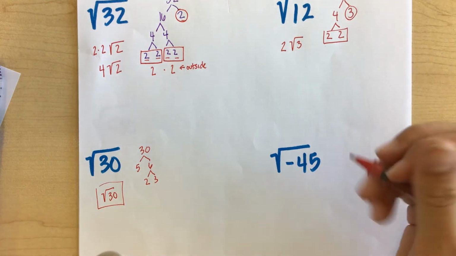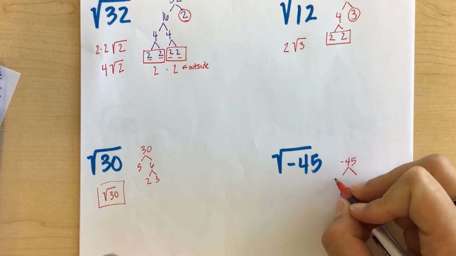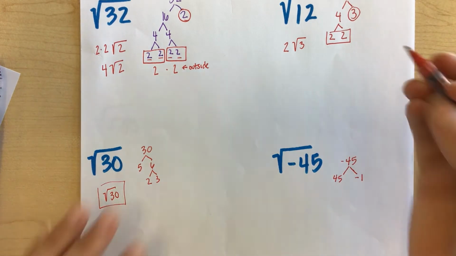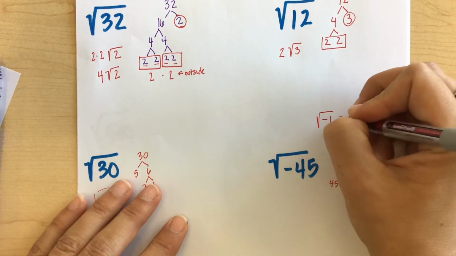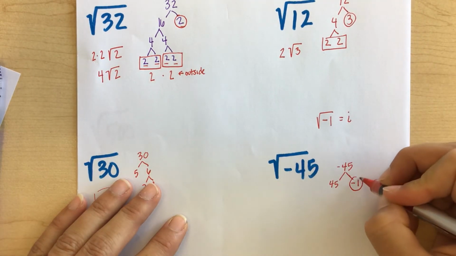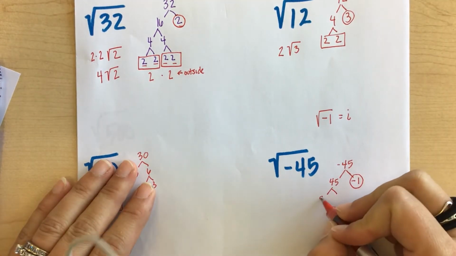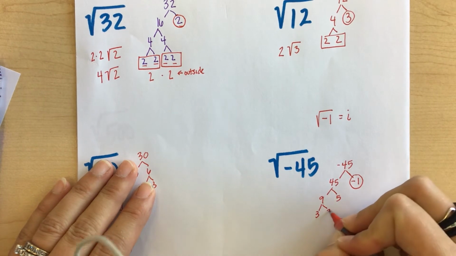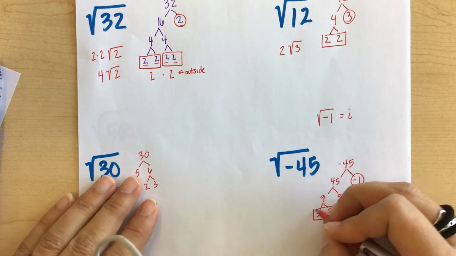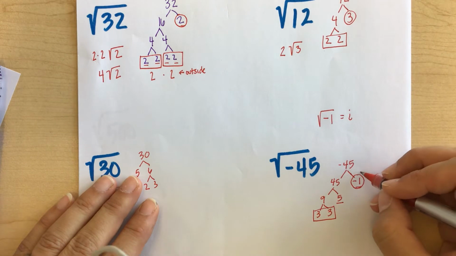All right, negative 45. So when I do my factor tree here, I like to put 45 times negative 1 because this negative 1 reminds me, remember we said by definition the square root of negative 1 equals i. Right? So this reminds me that I'm going to have to pull out the negative 1 and turn it into an i. So then I break down 45, so 9 times 5 and 3 and 3. Again, you could have done 15 times 3. It doesn't matter. So I have a pair of 3's here, and then this 5 and this negative 1 are by themselves. But remember, negative 1 is my special one.